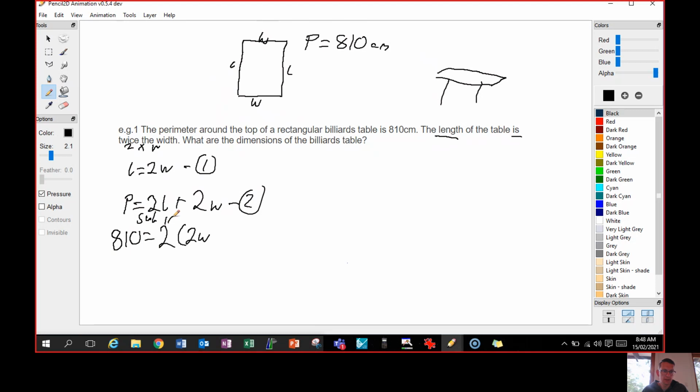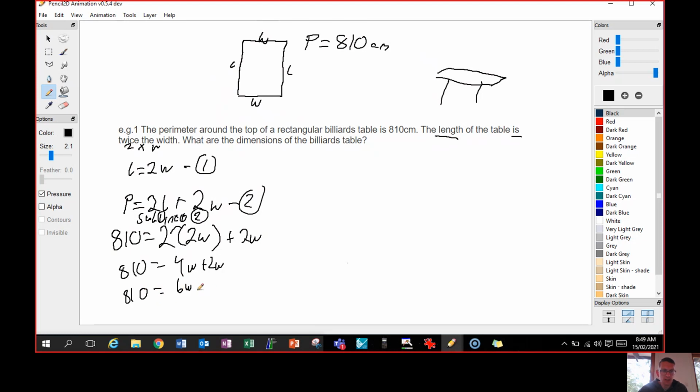Sub 1 into 2. It's been a while since I've done this, guys, so please bear with me. It's been a while since I've had to write on this tablet too, so this is my first go at it this morning, and it's plus 2w. Now I can see that 810 will equal, when I expand this, 4w plus 2w, which is 6w. So we've got 810 equals 6w.